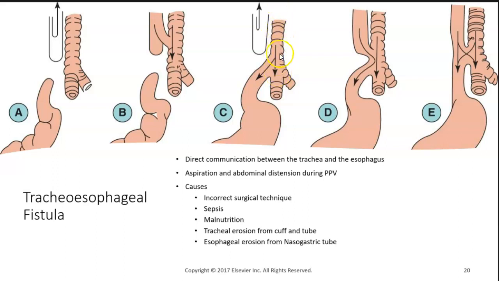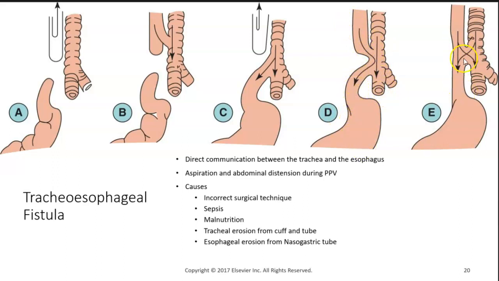But also, as I breathe or ventilate my patient, a lot of air is going to get into the stomach, and I'm going to have a lot of stomach distension, because as this air builds up in here, it doesn't have anywhere to go, because the air can't come back out of the stomach here. So in D, you have the esophagus getting attached to the trachea and then also attached to the stomach. So again, you've got this two-way communication, with lots of risk for aspiration and lots of risk for stomach distension.